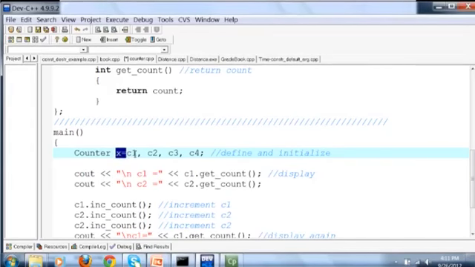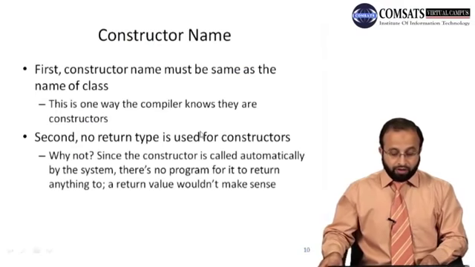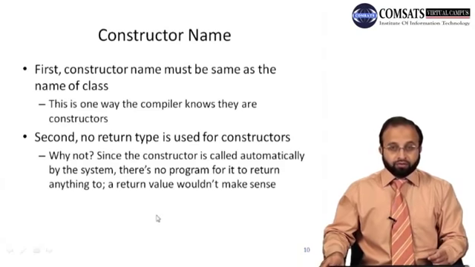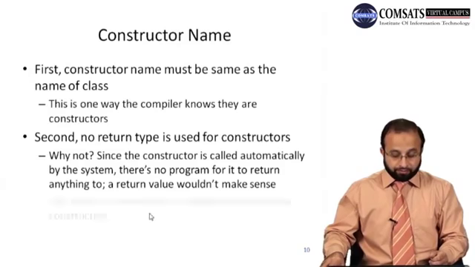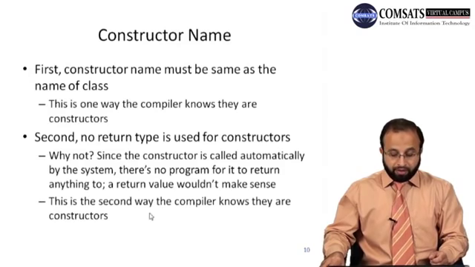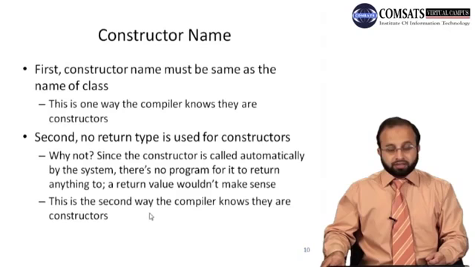So second, no return value is used for the constructor. Why not? Since the constructor is called automatically by the system, there is no program for it to return anything to. A return value would make no sense, that we have already seen. So this is the second way the compiler knows that they are actually constructors.